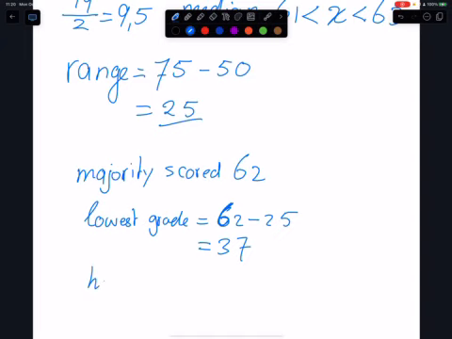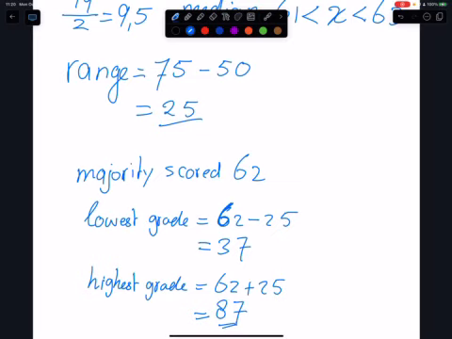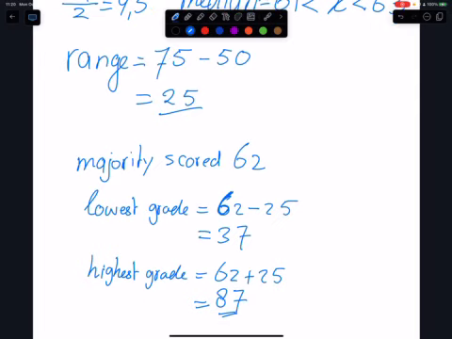So the highest grade in that class is what? That's 62, and you add that 25, it would be 87. Yes, we know it's 75, but 75 from 87 is not that far. That's what it means. So the range gives you an idea of the lowest score in the class and the highest score in the class from the median, always looking from the median.